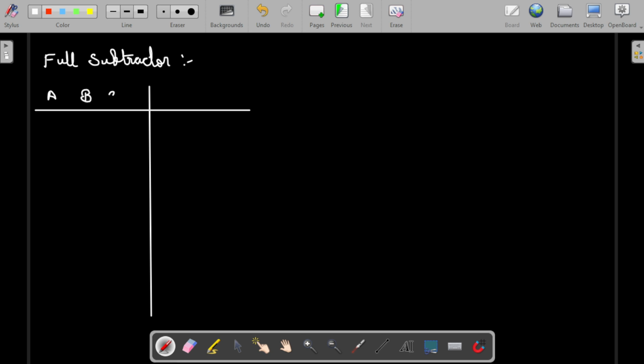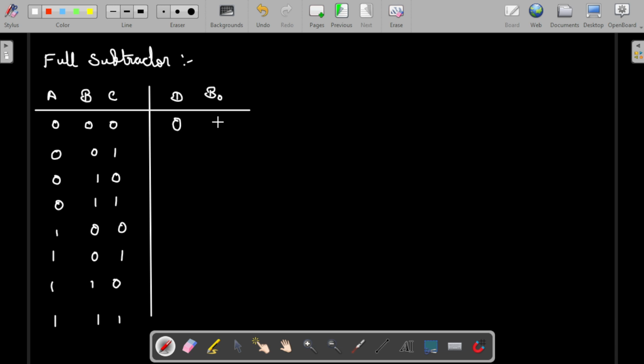So A, B, C, D and B bar. 0 0 0, 0 0 1, 0 1 0, 0 1 1, 1 0 0, 1 0 1, 1 1 0, 1 1 1. Okay, so here the thing is the same, so no borrow here, no difference here. Here there is nothing needed, but here we need one borrow and the difference is 1. So here we need one borrow, and the difference is 1. Here if we subtract this, this is needed.